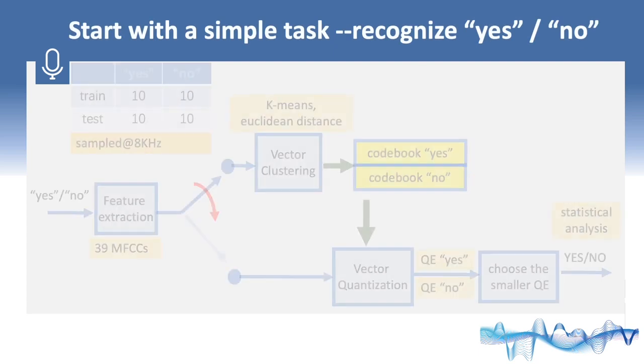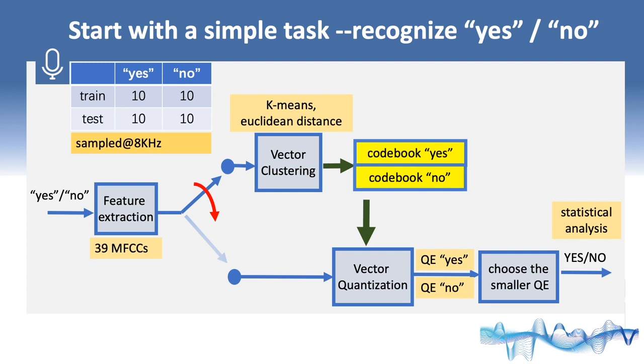Let's start with a simple task: recognize yes or no. Firstly, the speech utterance will be transformed into 39-dimensional MFCC vectors, frame by frame. Then, we use vector clustering for training. The 39-dimensional vector space is clustered into different subspaces by means of k-means and the Euclidean distance measure. The 10 utterances of yes in the training data lead to several typical vectors, or code vectors, by VQ clustering to form the codebook yes. Similarly, the 10 utterances of no generate another codebook no.